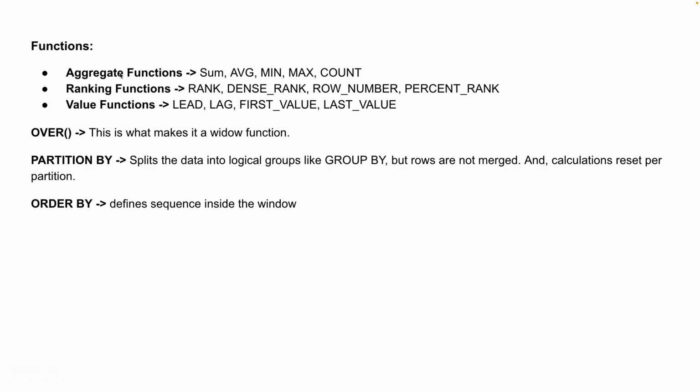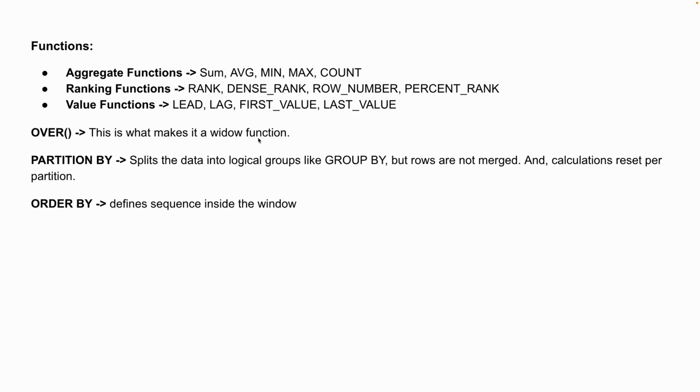Different kinds of window functions are aggregate functions like sum, average, min, max, count. Ranking functions like rank, dense rank, row number, percent rank. These are the different types of window functions. And also lead, lag, first value, last value. Okay, we will see examples of how we can use these functions.